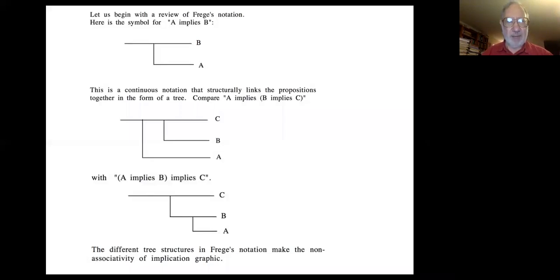A implies B is this, up on the top of the slide. Line under, take a 90-degree turn, bump into B. That's A implies B. So then you see, A implies that B implies C is a tree going from left to right, or right to left. But A implies B implies C is a different tree. And so all the distinctions between different aspects of implication are represented by the different tree structures in Frege's notation.